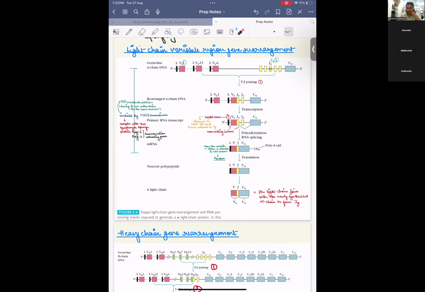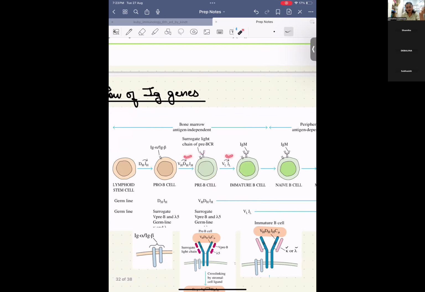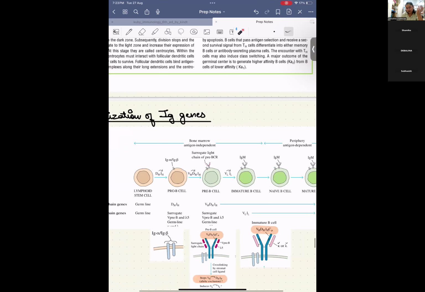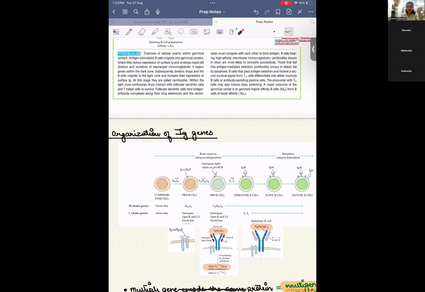So as we saw here, this lymphoid cell, as soon as it undergoes this D and J joining of heavy chain, that commits it to becoming a pro B cell. And all the subsequent joining is happening so that this pro B cell can convert into a naive B cell. So the process of rearrangement is going on as the cell is undergoing cell division and differentiation.